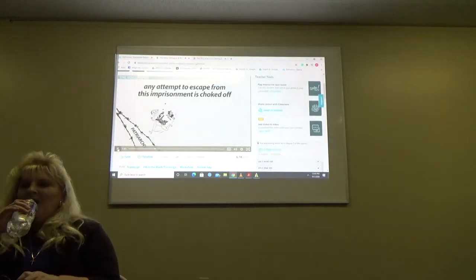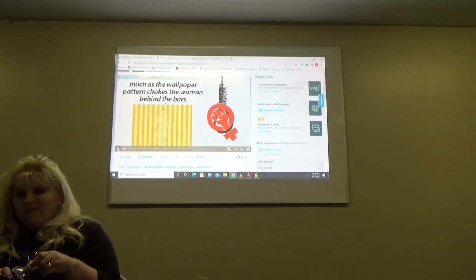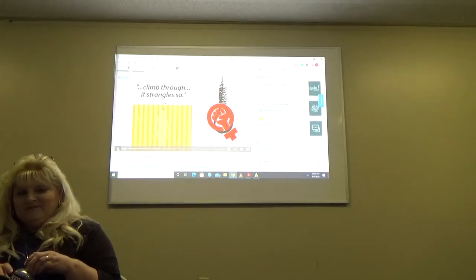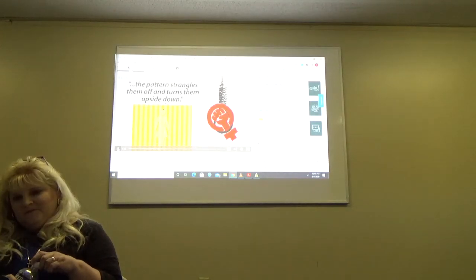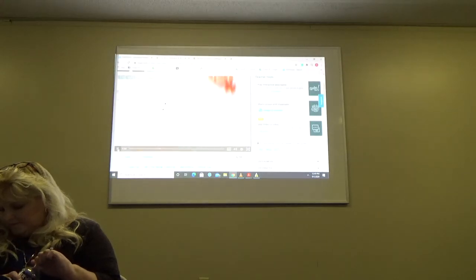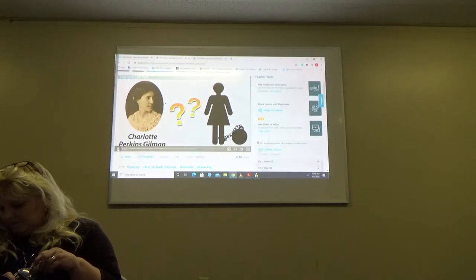Any attempt to escape from this imprisonment is choked off, much as the wallpaper pattern chokes the woman behind the bars. The narrator discovers this when the woman in the wallpaper attempts to climb through. It strangles so. Even when she manages to get through, the pattern strangles them off and turns them upside down. Through this imagery, Gilman asks what recourse a woman has under such oppression. She has no rights or any means for recourse.